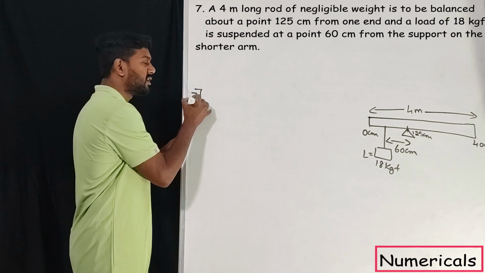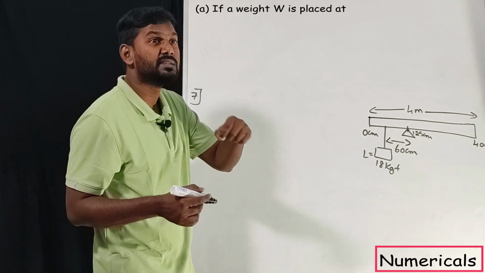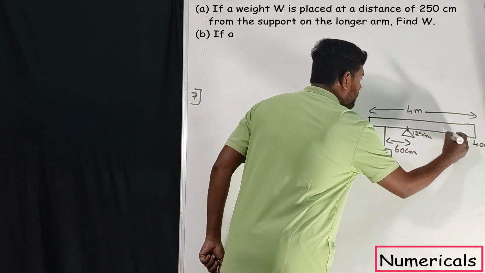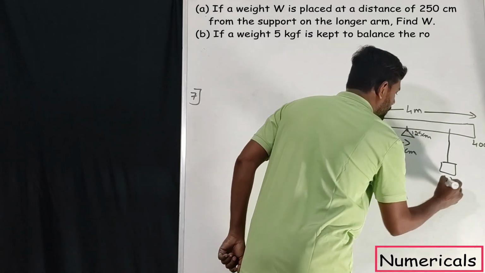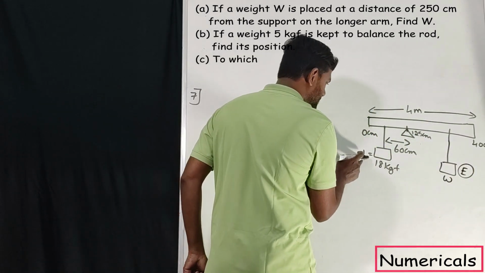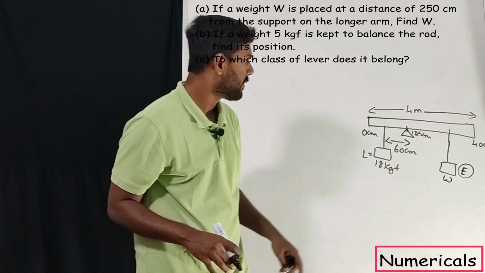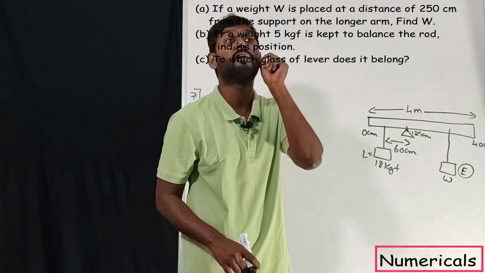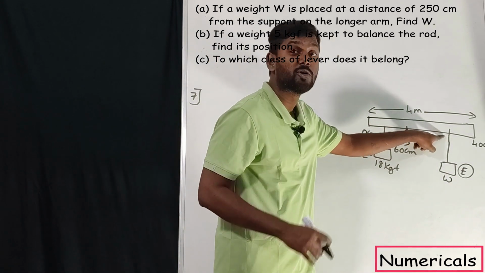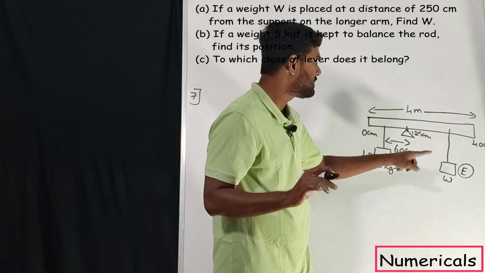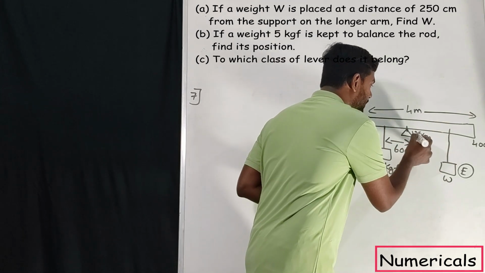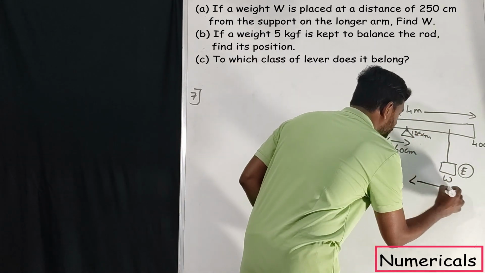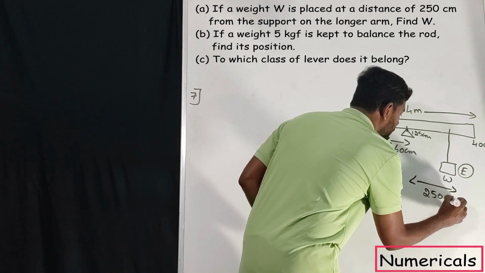Question number 7. Now first, a weight W is placed at a distance of 250 centimeter from the support. So see, to balance it, somewhere we are going to place a weight. That is nothing but effort. If this is load, this will be effort to balance it, correct? Now where this is placing, a weight is placed at a distance of 250 centimeter from the support. See, it is not placed at 250 centimeter point. It is placed somewhere. So the distance between the support and this one weight is 250 centimeter. This is very much important. From here to here it is 250 centimeter.